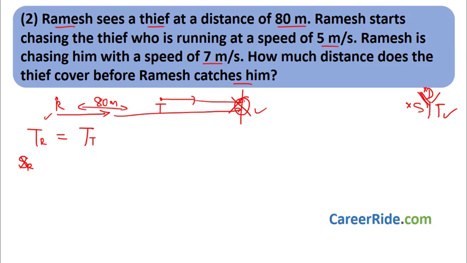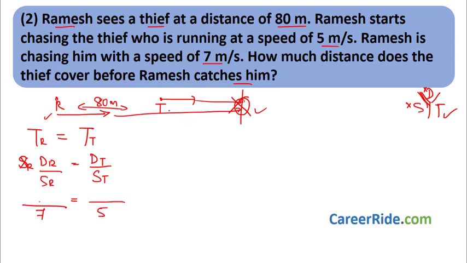See how DST is useful. Sometimes we might get confused while solving or write the wrong formula, but referring to DST will always give the right formula. Time is nothing but distance upon speed. Distance travelled by Ramesh upon the speed of Ramesh would be distance travelled by thief upon speed of thief, right? Now, what do we know about the speed of Ramesh? We know the speed of Ramesh is 7 meters per second. What do we know about the speed of the thief? We know that it is 5.